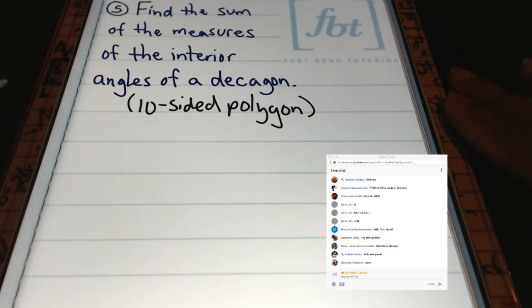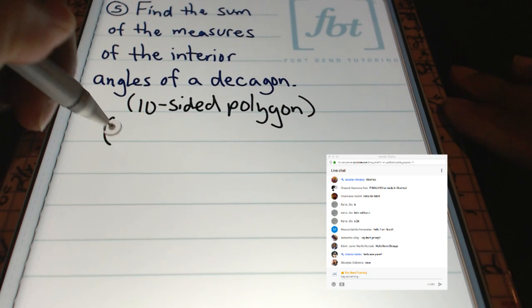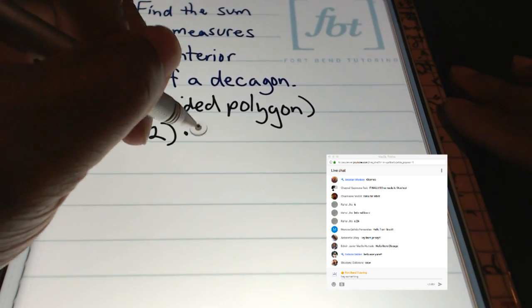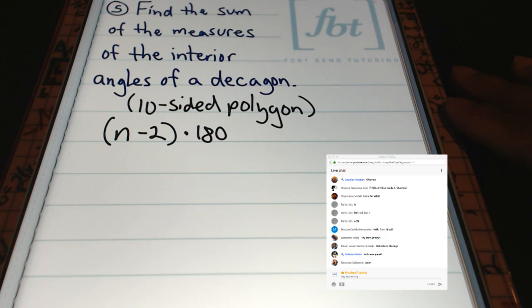All right. So the first thing we had to realize was what they were referring to when they mentioned decagon. They're talking about a 10-sided polygon. Now we'll need a formula, a way to solve the sum of the interior angles of this 10-sided polygon. Right. So the formula that you'll need here is (n minus 2) times 180. See, you need this formula if you're going to solve this problem correctly, where n is the number of sides of the polygon.